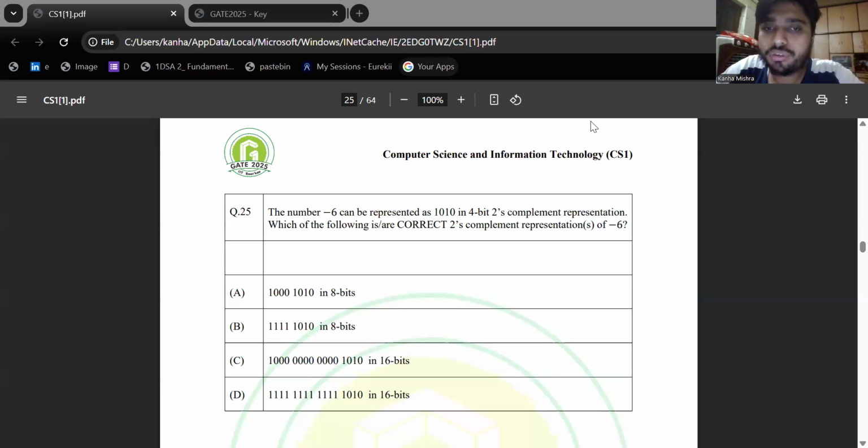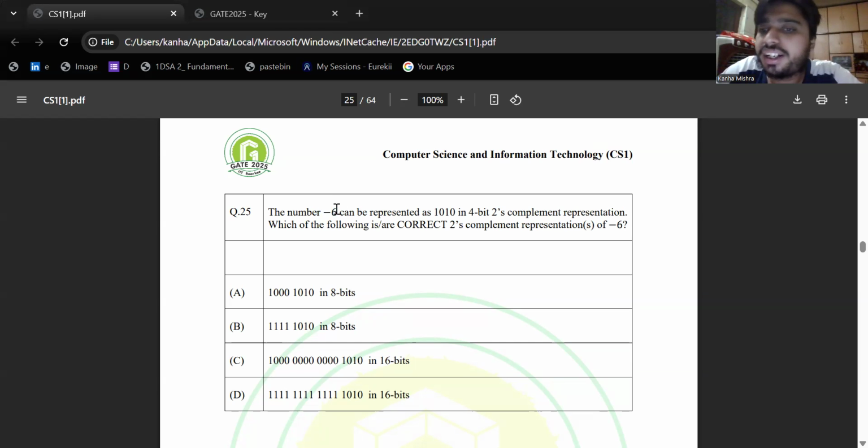Hello everyone, let's solve question number 25 of GATE 2025 CS1 paper. The number minus 6, I am assuming it is minus 6 only, can be represented as 1010 in 4-bit 2's complement representation. Which one of the following is correct? 2's complement representation of minus 6. So we need to find 2's complement of minus 6.